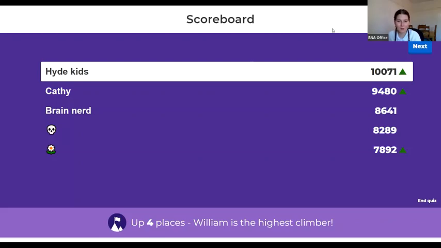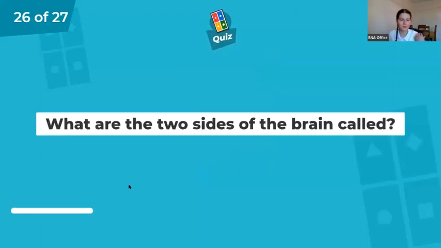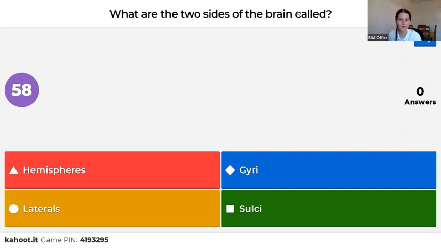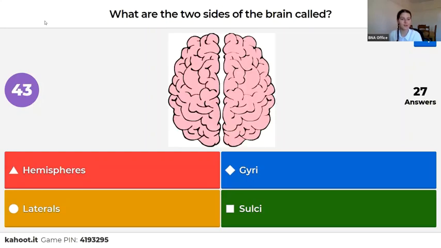And well done to William as well. He's the highest climber at the moment, up 4 places. So we've got a couple more questions for you to tie up this session. What are the 2 sides of the brain called? That should be, hopefully, an easy one. If it's not, don't worry, just have a go. We talked about this at the beginning of the session, quite close to the beginning. So don't worry if you don't remember.